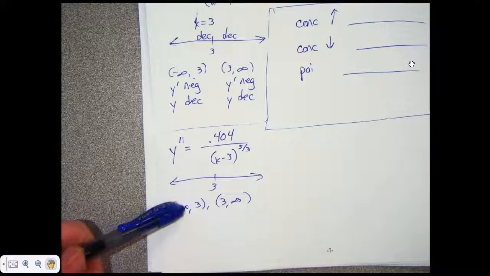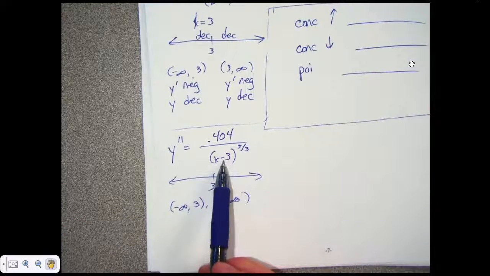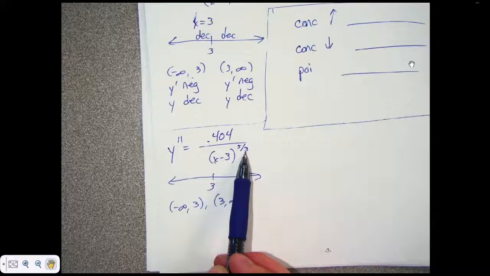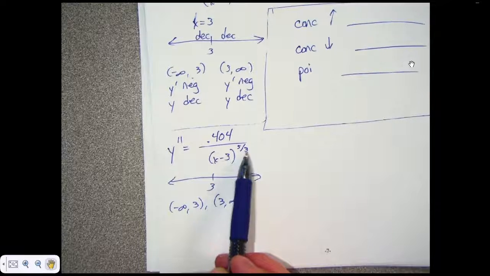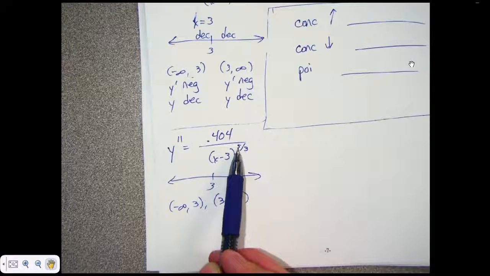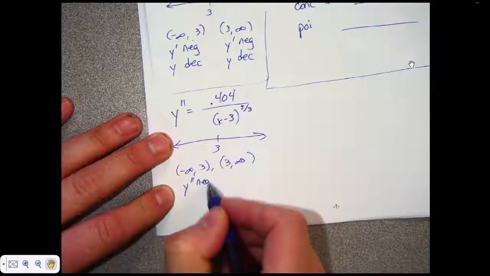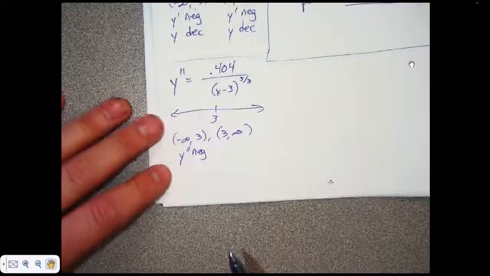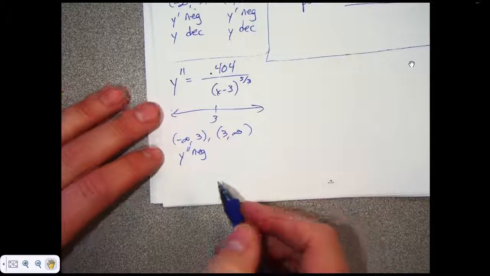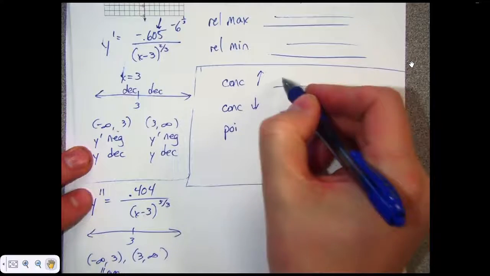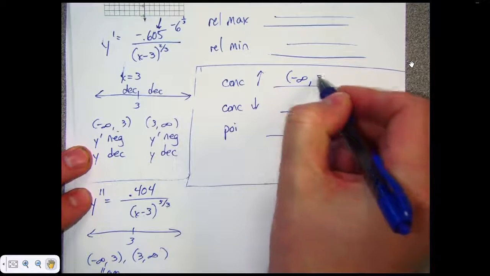So let's say I pick 0. 0 minus 3 is a negative number. The third root of a negative number is negative. A negative number to the 5th power, still negative. And a positive divided by a negative, still negative. So your second derivative is negative, which means what do we know about the original? Concave down. So we're concave down from negative infinity to 3.